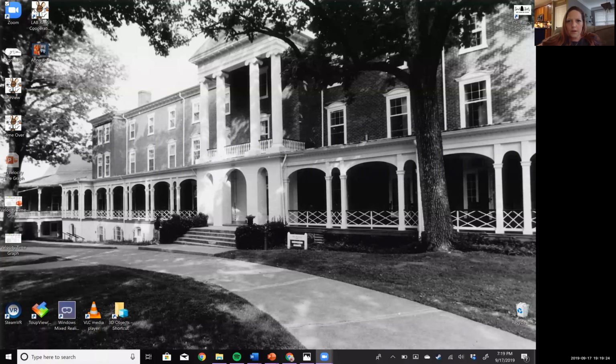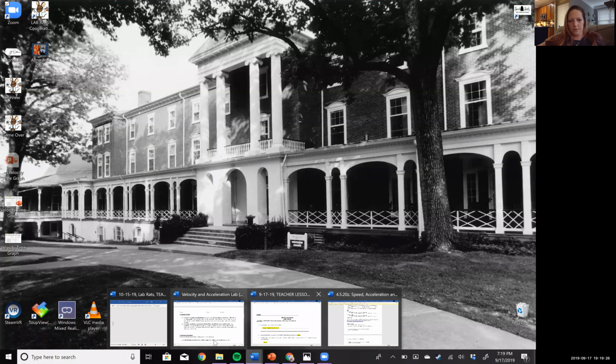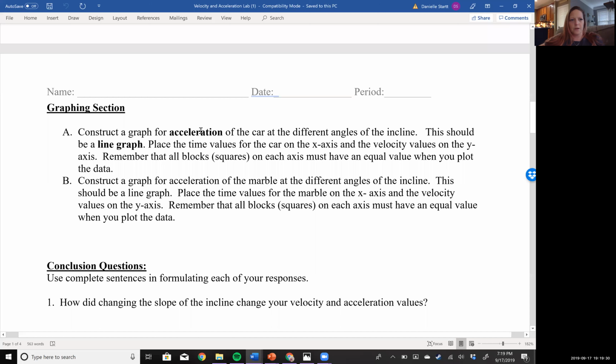So I'm going to share my screen, and I'm going to show you what I've got here. Okay. All right, so let me get that out of the way. First things first, here is what the lab said it wanted us to do. Right here under graphing, it says you need to construct a graph for acceleration of the car. So what we're going to represent in the graph here is the acceleration. Okay, that's what the graph is supposed to show at different angles of the incline.